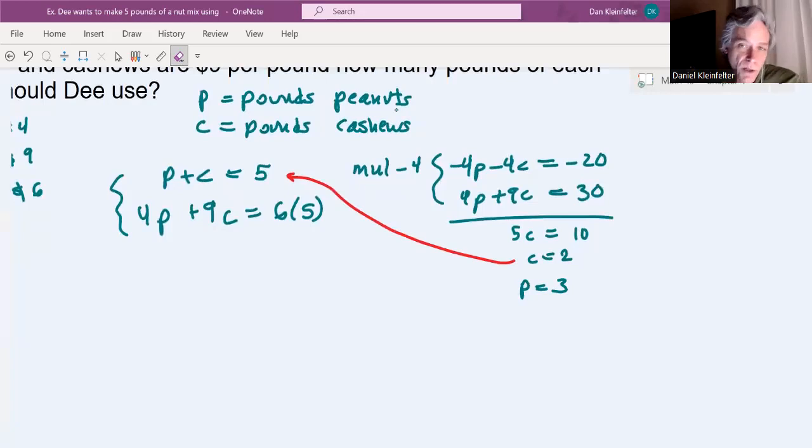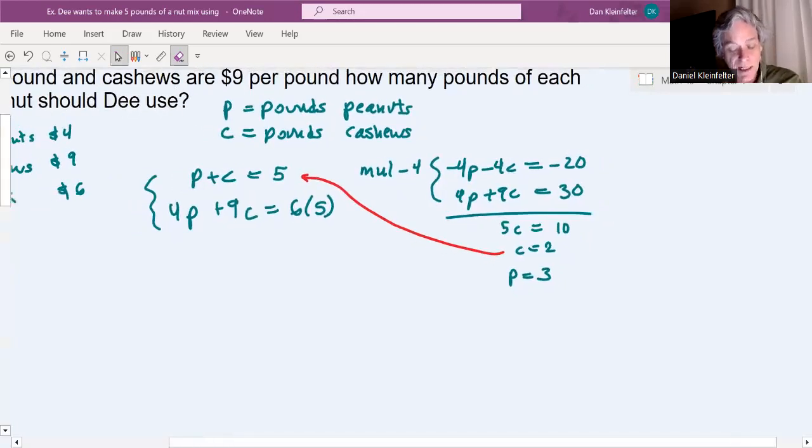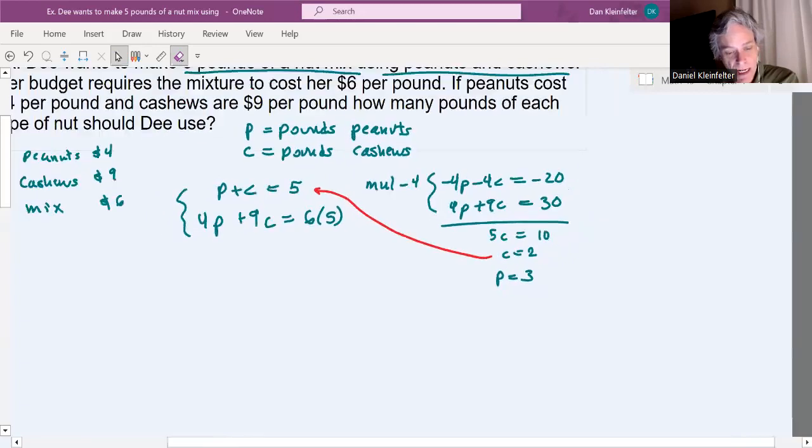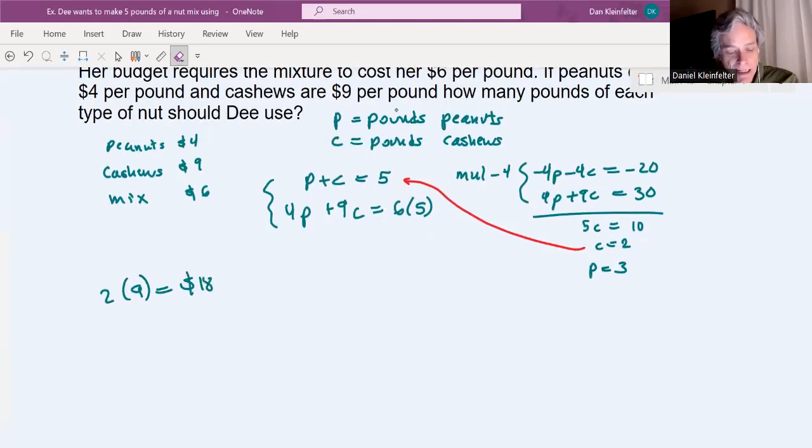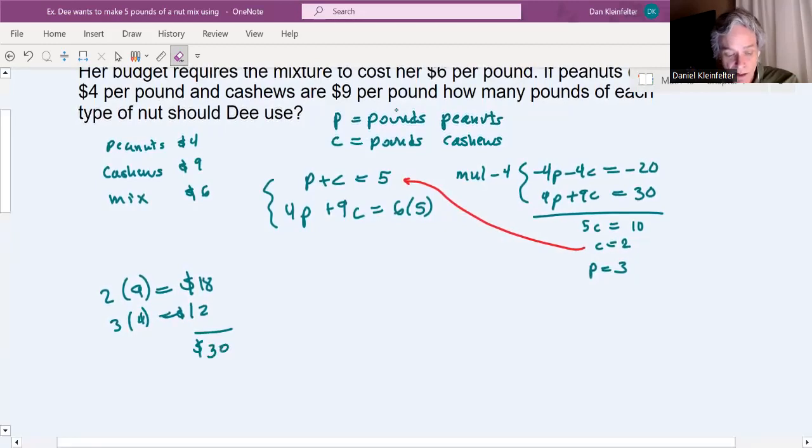Okay, so if we use 2 pounds of cashews and 3 pounds of peanuts, that will give us a 5-pound mixture. Let's go ahead and make sure that the money works out. Cashews are $9 a pound. If we got 2 pounds, we'd be spending $18 on cashews. And then peanuts are $4 a pound, and so if we get 3 pounds of peanuts at $4 a pound, that will be $12. Altogether, that's the $30. If we're spending $30 on 5 pounds of nuts, that averages out to $6 a pound.